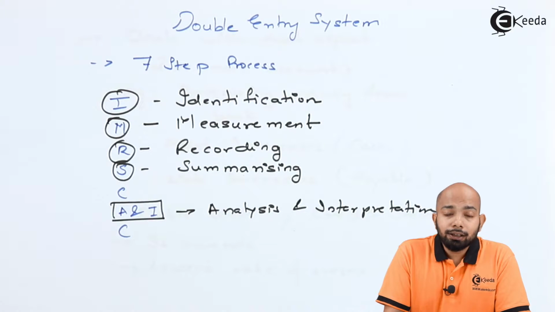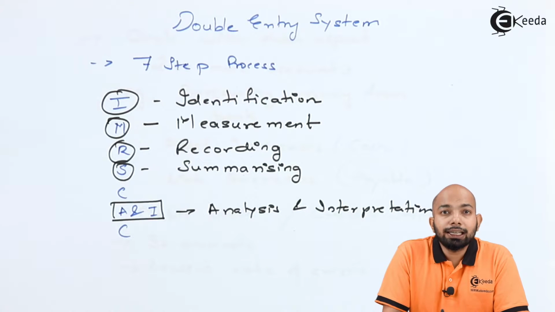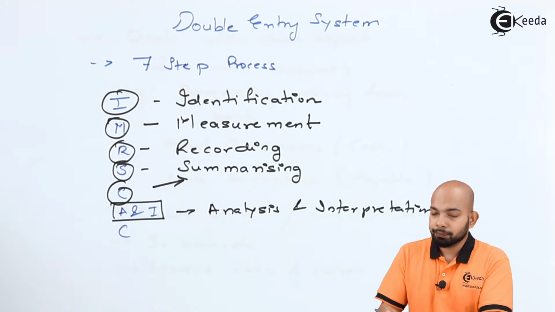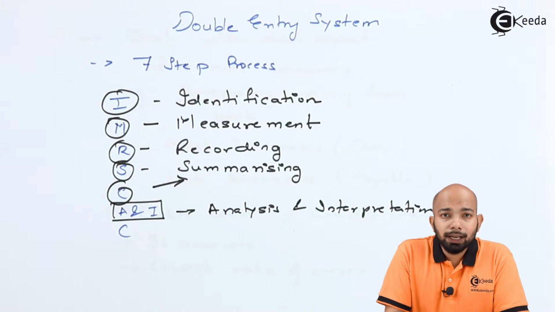Before you analyze and interpret, there is something known as classifying, which is again a part of recording the transaction itself. So once the transaction has been recorded, it can be either summarized or classified. Hence, we have marked both of them together. So after summarizing and classifying comes analyzing and interpretation.